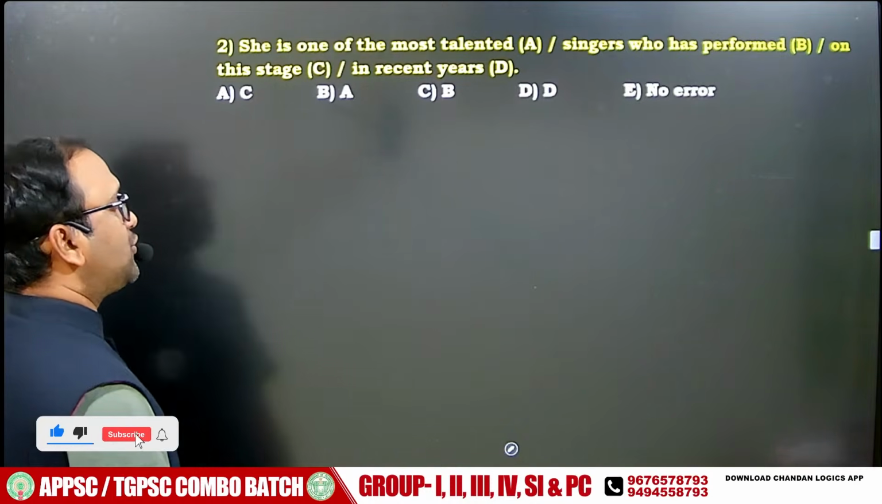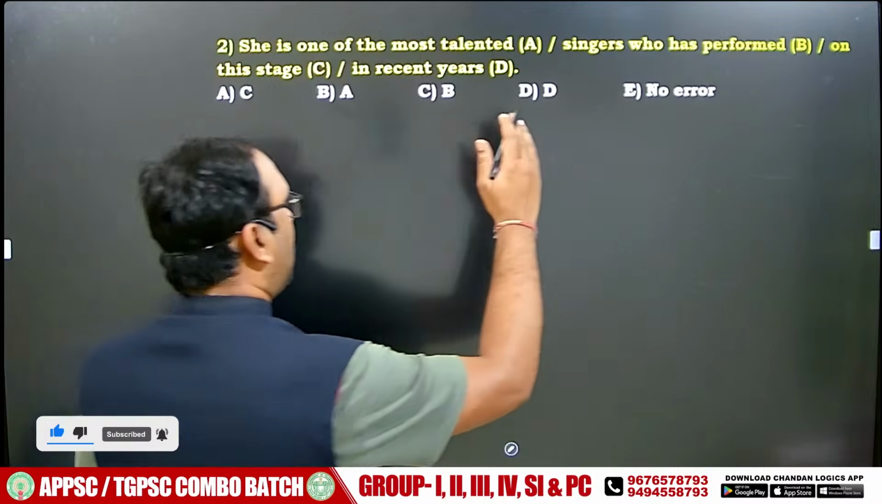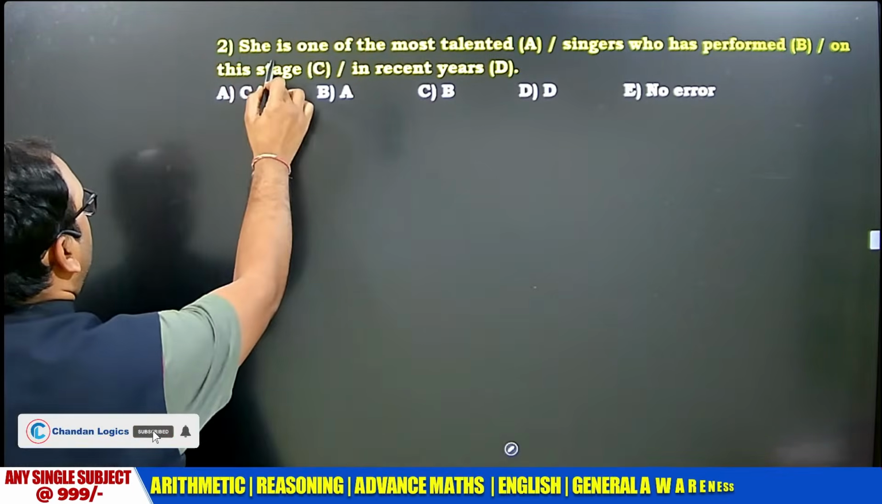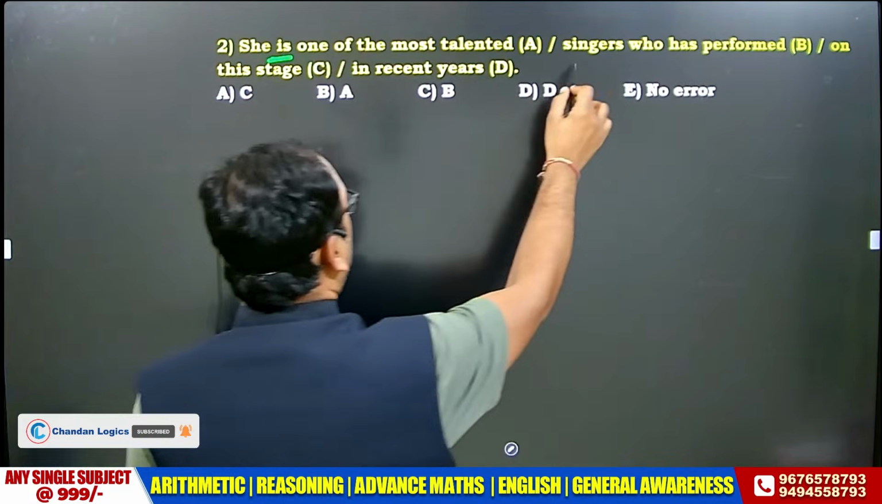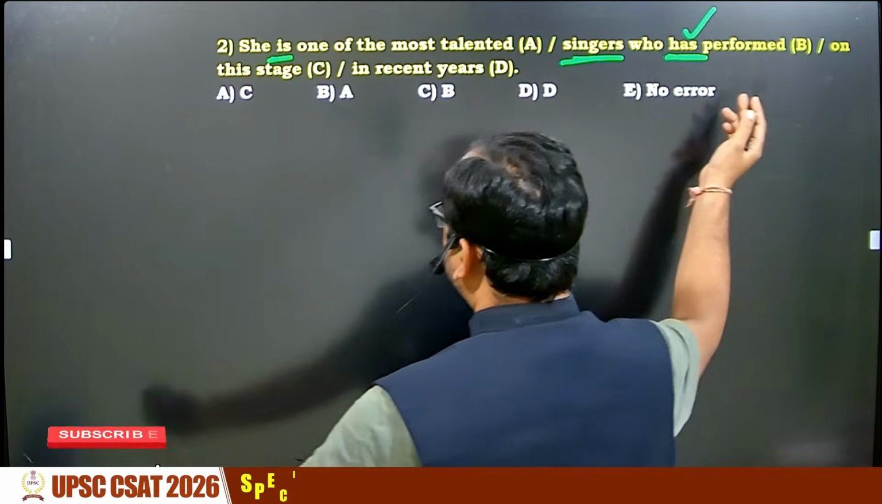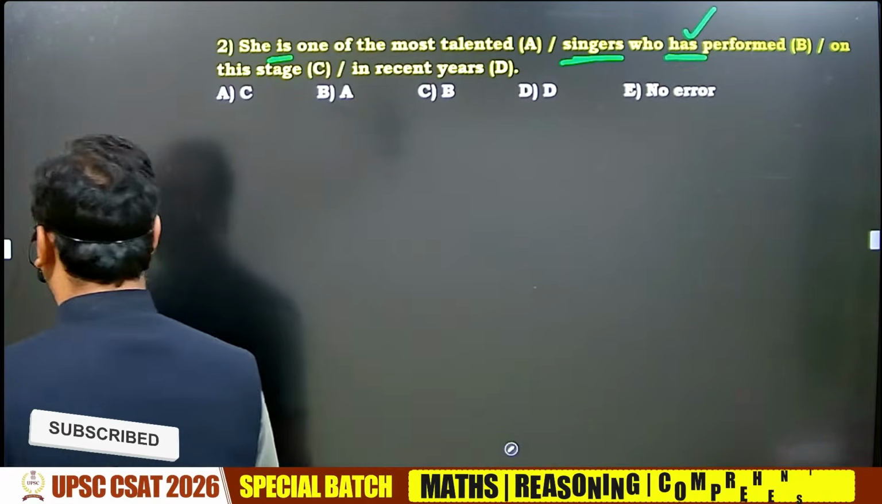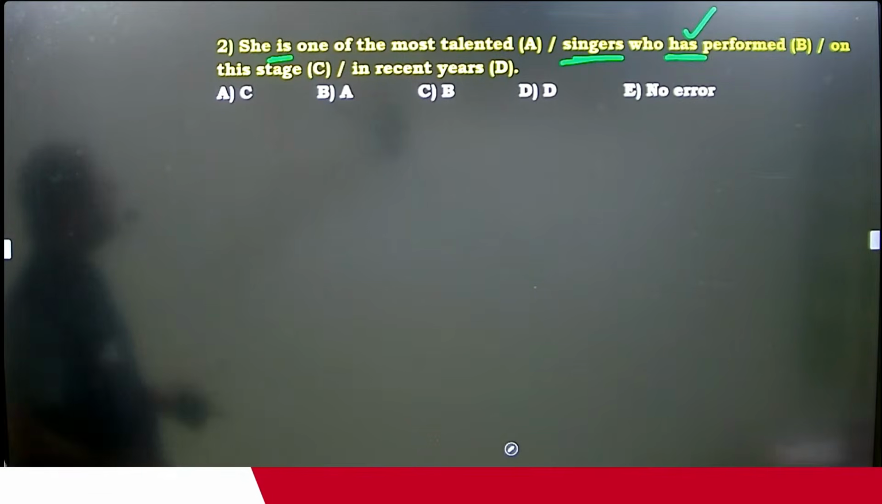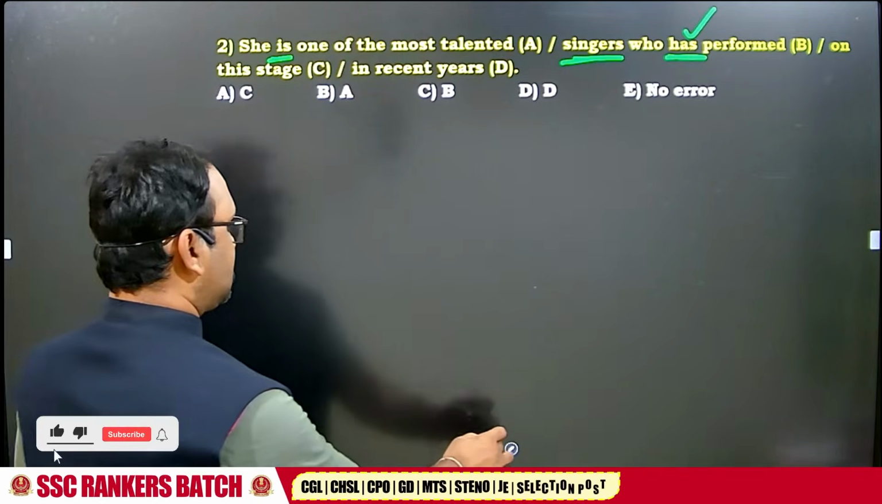Most of the students say no error, because what they look at is: she is correct, one of the most talented singers correct, who has correct. So then what is the problem in the sentence? There is no problem. This is what many students think. But I'll tell you something else.